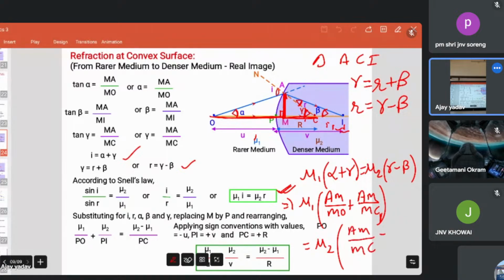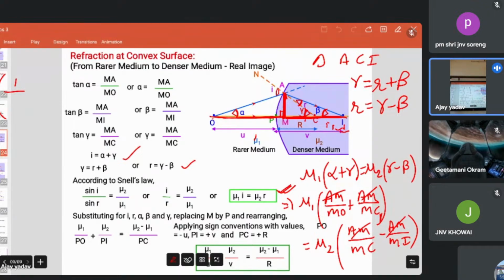Beta is this. So it is AM upon MI. Beta means image. Image is MI. So AM upon MI. On both sides we can cancel this AM. So what remains here? Mu1 into 1 upon MO. What is MO? This is M, this is O.